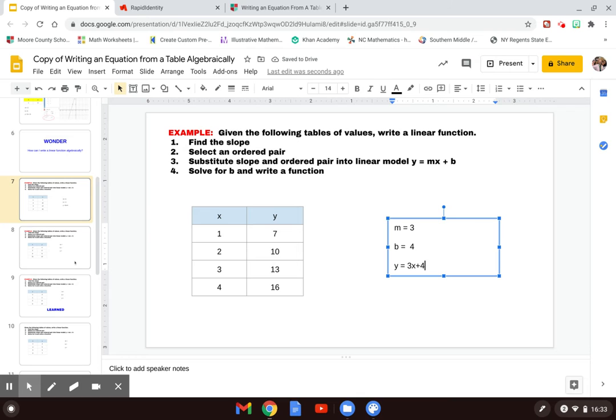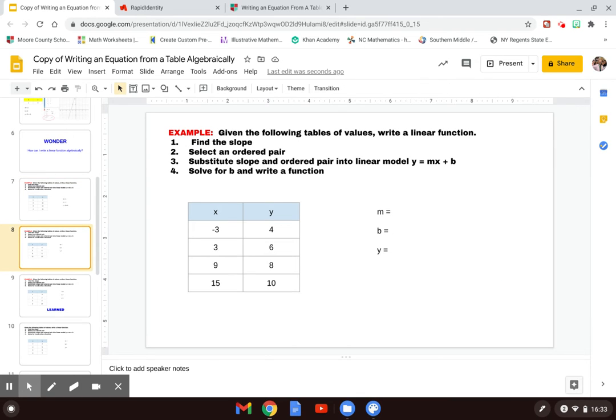All right, so let's go on to the next one. Okay, so here's our next example. Given the following table of values, write a linear function. So again, we're going to do the same things. We're going to find the slope, select an ordered pair, substitute the slope and ordered pair into the linear model, y equals mx plus b, solve for b, and write a function.